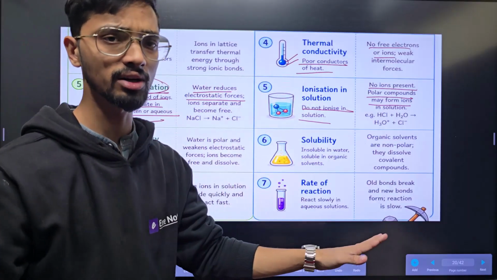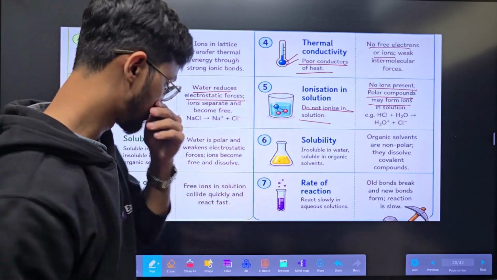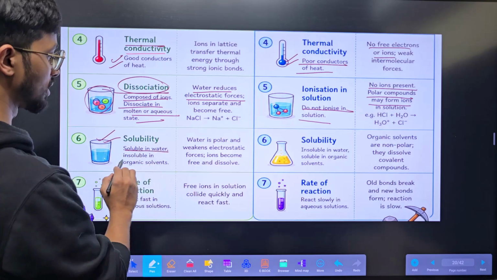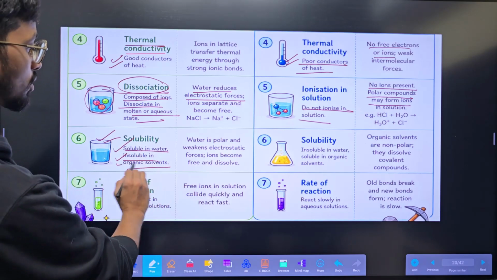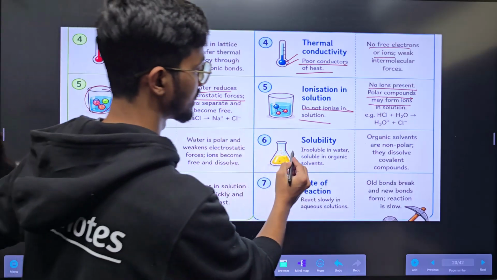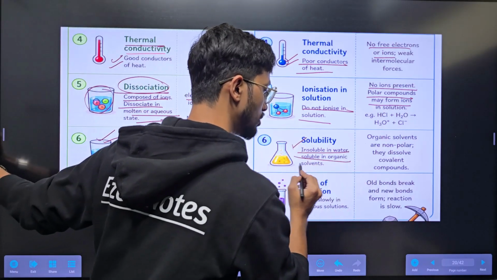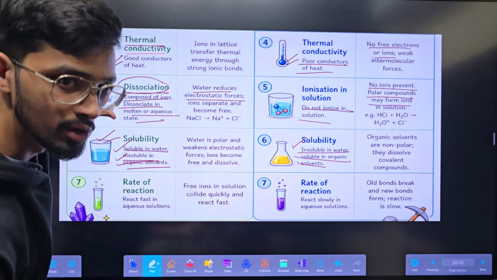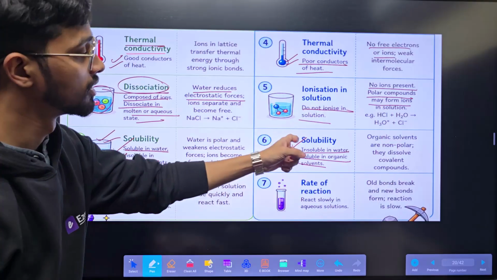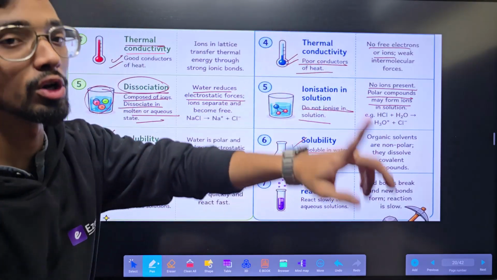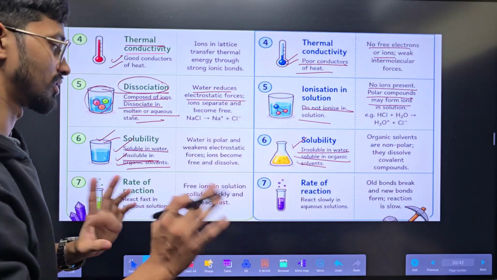Non-polar does not dissociate at all, but polar can dissociate. Solubility: polar compounds are soluble in water and insoluble in organic solvents, while non-polar compounds are insoluble in water but soluble in organic solvents, and vice versa.